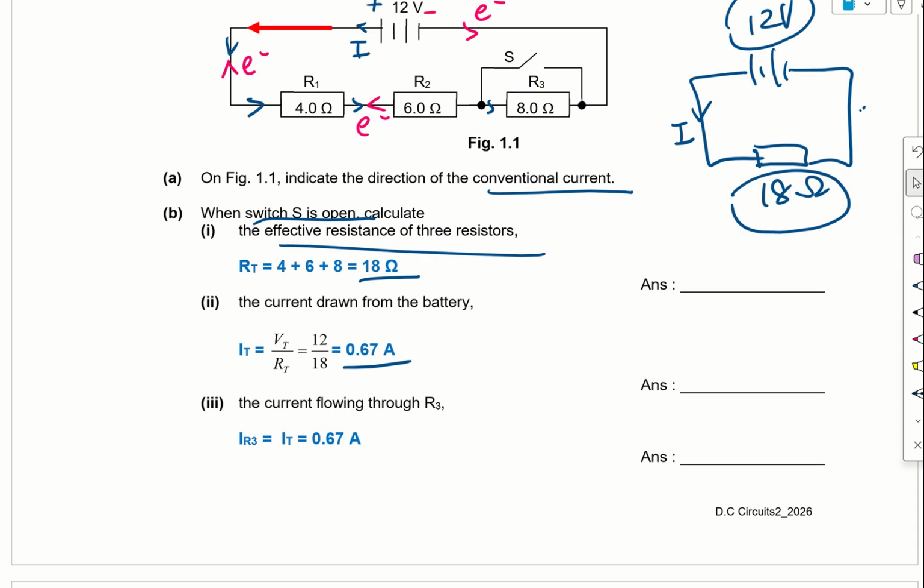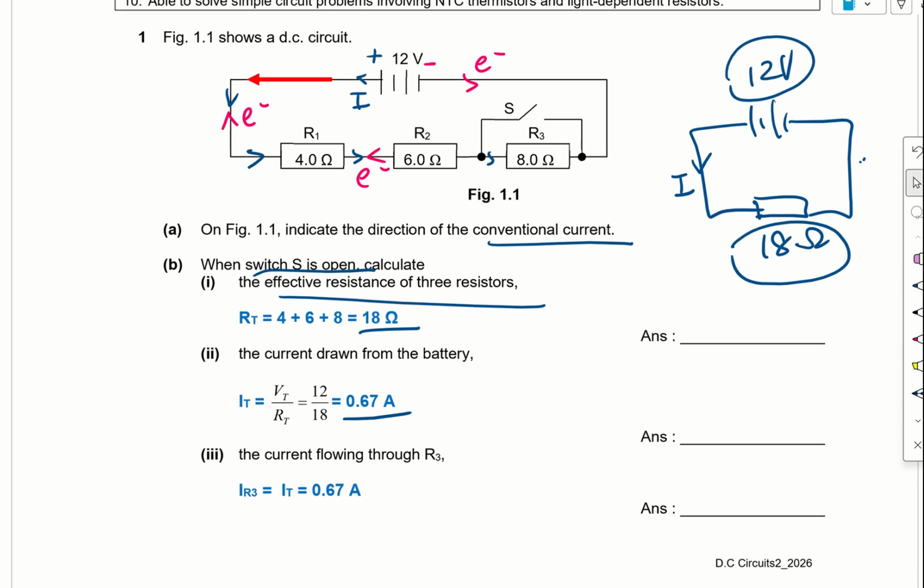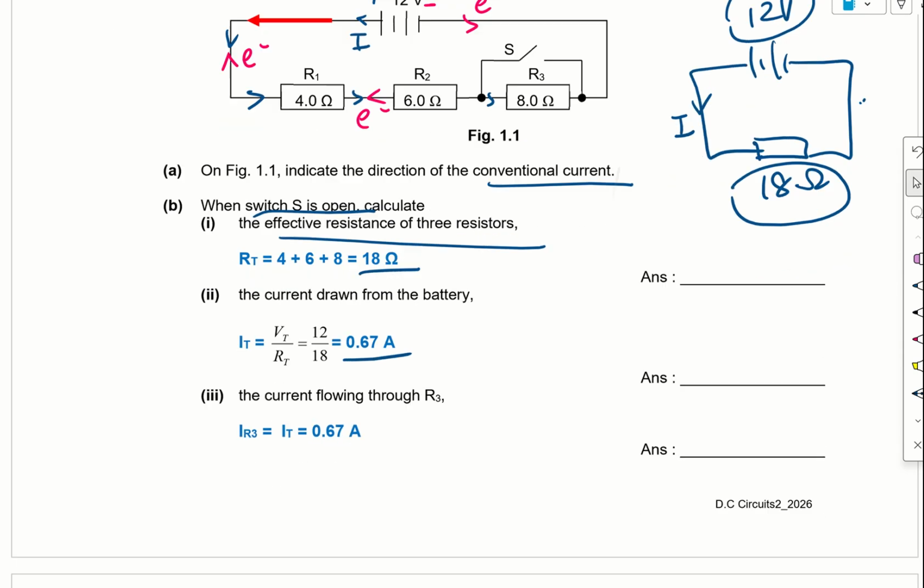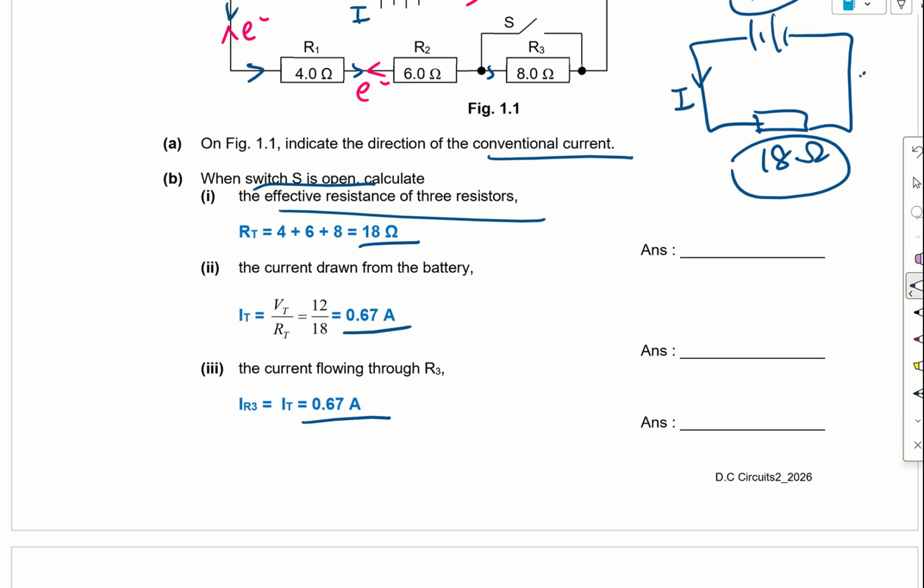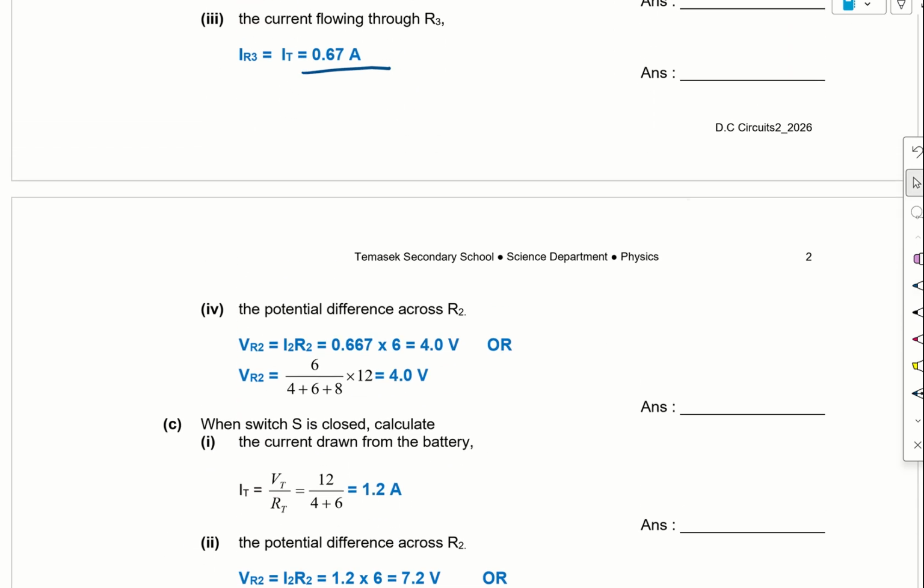Now the current flowing through R3. Because they are now all connected in series, the current will be the same throughout in a series connection.